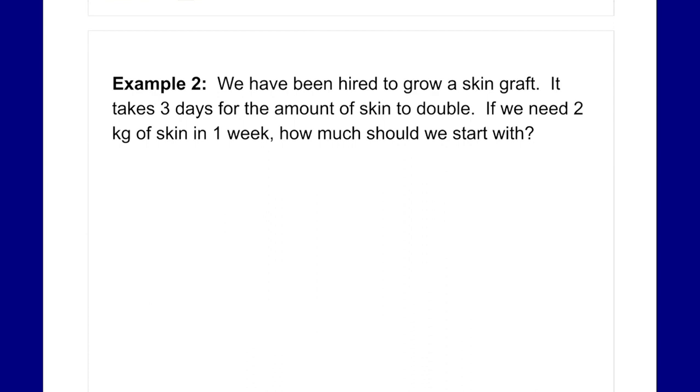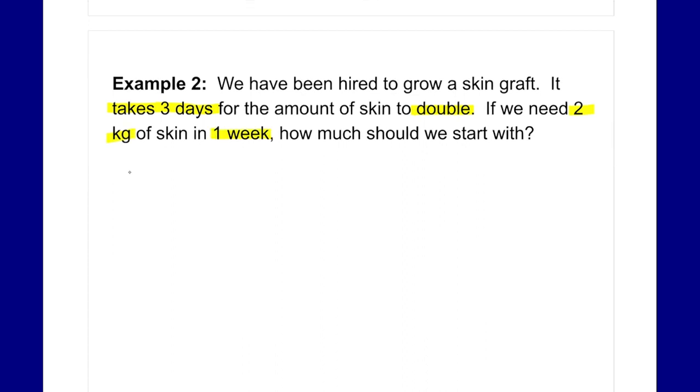Another example, similar idea, trying to find the initial value. We have been hired to grow a skin graft. It takes 3 days for the amount of skin to double. If we need 2 kilograms of skin in 1 week, how much should we start with? So a couple things to consider: it takes 3 days for it to double, and we need 2 kilograms in 1 week.